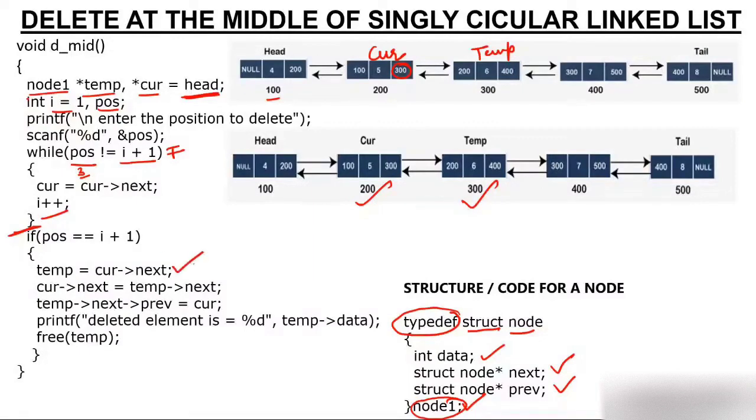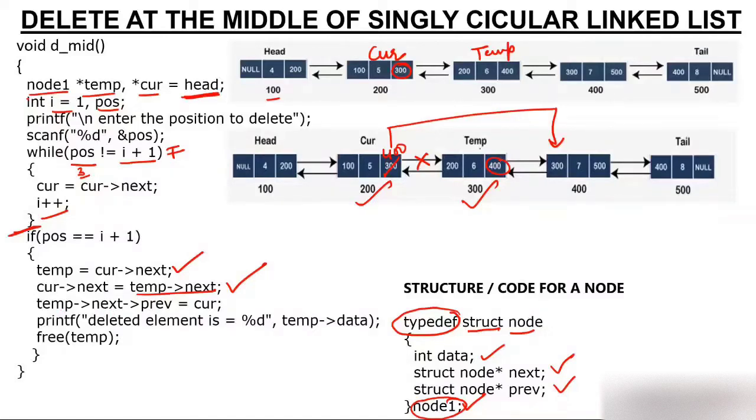So this I have done. Now I'll do this: current next. What is current next? This will have temp next. What is temp next? 400. So here it will come, 400. The moment 400 comes over here, this will start pointing to node 400 and this link will get broken. Fine. Okay.